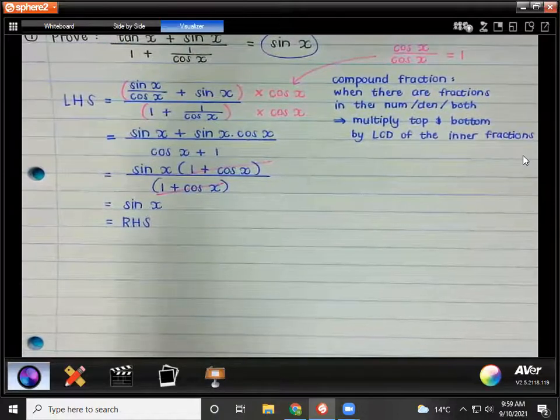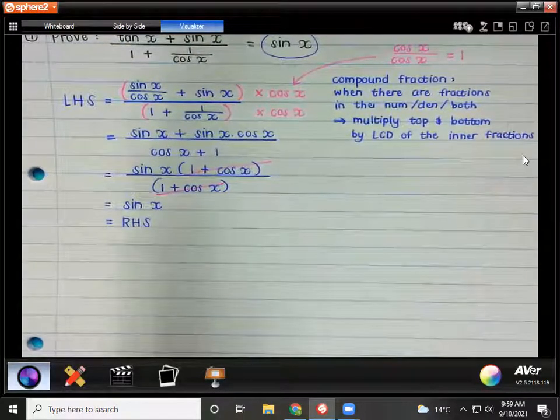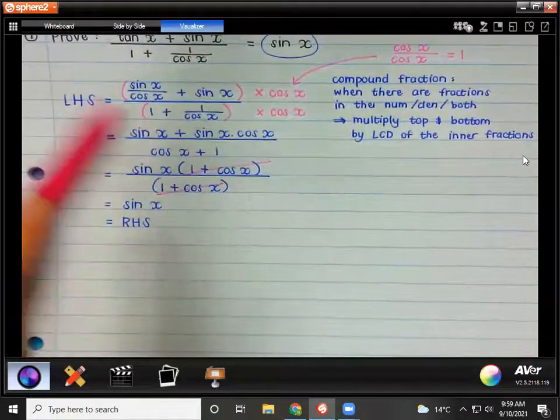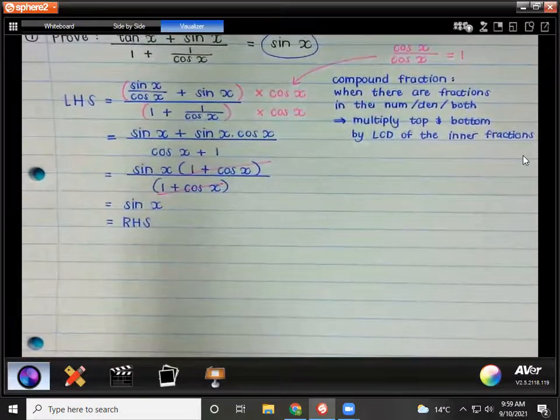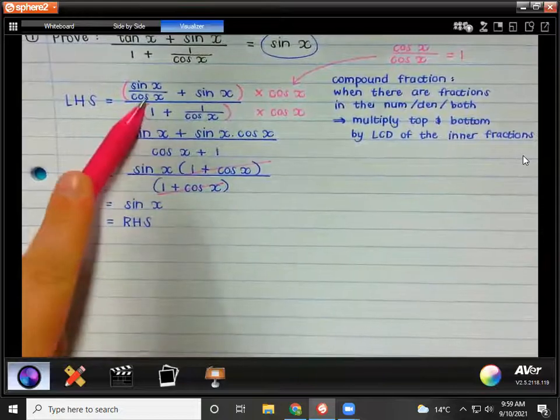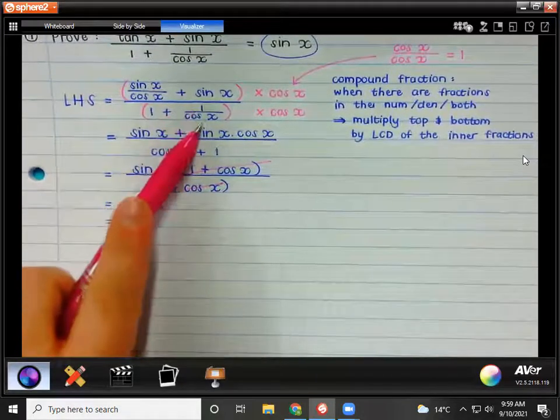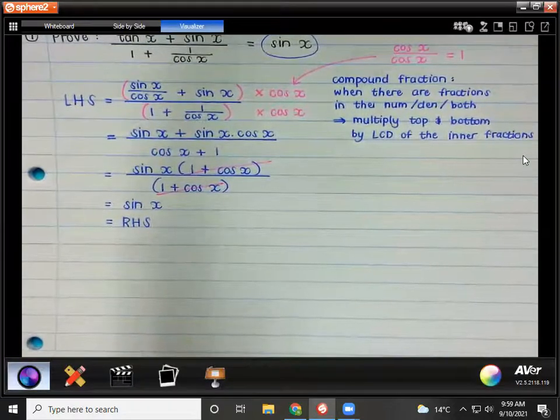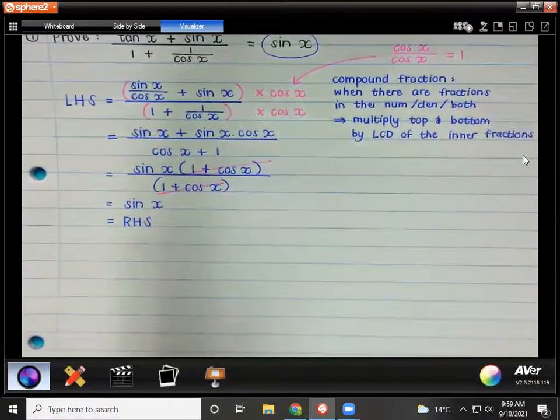Okay, so guys, that's what you have to do if you have smaller fractions within your numerator or your denominator or both. And like I said already, if these two fractions had different denominators, I'll say it again: if this was sin x over cos x and that was 1 over sin x, then you would have to multiply by sin x cos x so that it will cancel out both of the denominators.